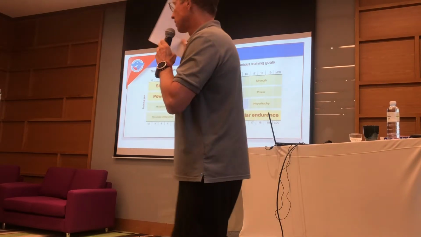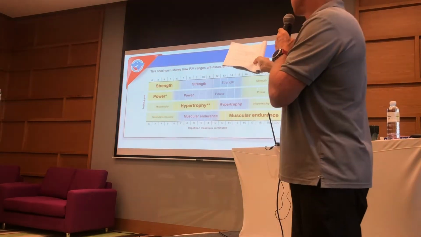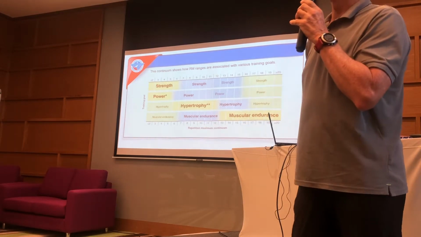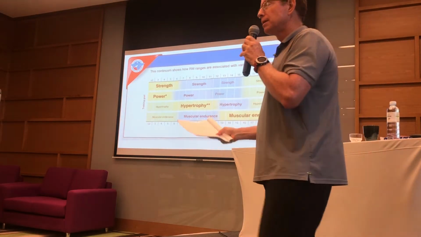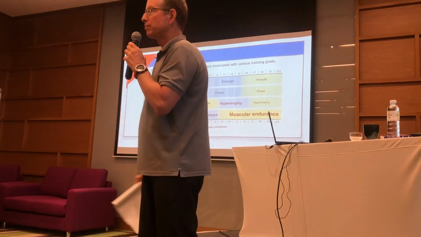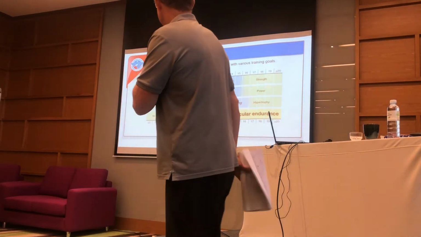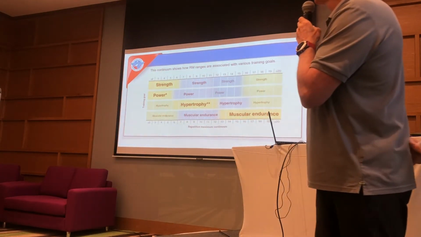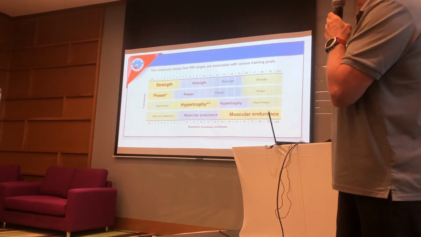So this is a nice little graph to memorize, you know, picture in your head. Max strength, 2 to 6 reps. Now you put on enough weight that 2 to 6 reps is about as much as you can tolerate. Power, less than that. Okay, 2 to 5. Probably more like 2 to 4.